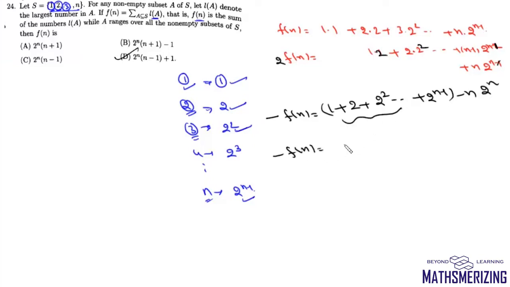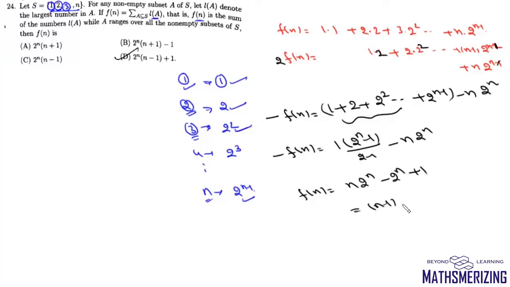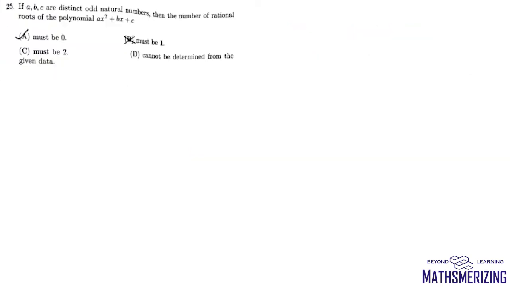Now this is nothing but a GP, so it is A, and then r to the power n minus 1 upon r minus 1, minus n into 2 to the power n. We'll get Fn as n into 2 to the power n minus 2 to the power n plus 1. So it will be simply n minus 1 into 2 to the power n plus 1, and that's your option number D.